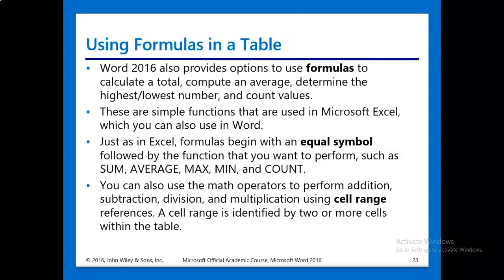And not only that, you can use formulas in a table. Word 2016 also provides options to use formulas to calculate a total, compute an average, determine the highest or lowest number, and count values. These are simple functions that are used in Microsoft Excel, which you can also use in Word. Just as in Excel, formulas begin with an equal symbol, followed by the function that you want to perform, such as sum, average, max, min, and count. You can also use the math operators to perform addition, subtraction, division, and multiplication using cell range references. A cell range is identified by two or more cells within the table.